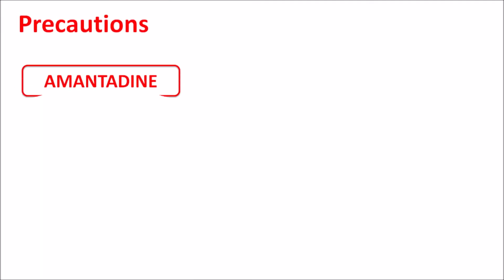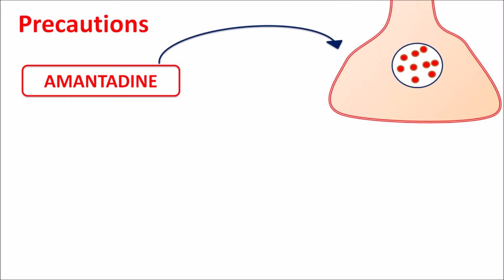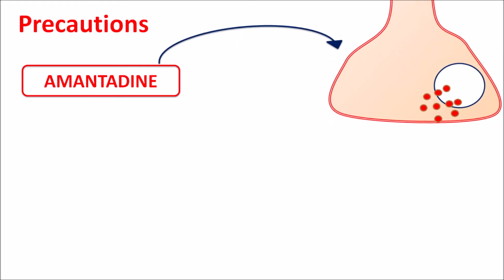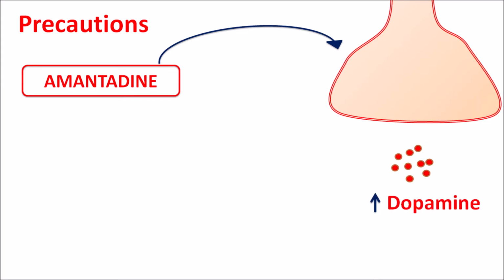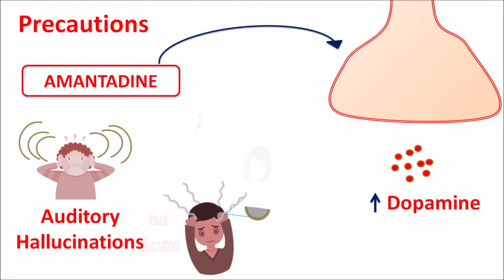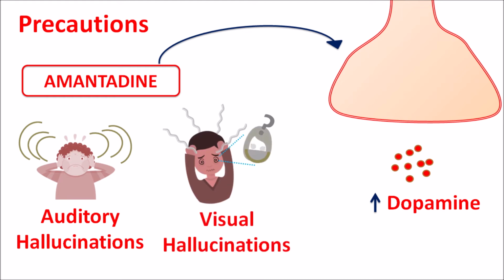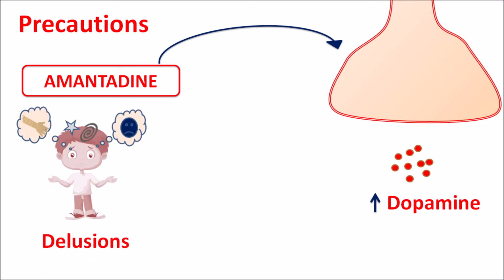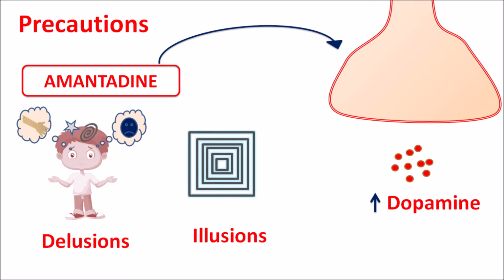One of the important precautions of Amantadine is that this drug increases the dopaminergic transmission. So, more dopamine is going to be released into the CNS. The increased dopamine levels within the CNS may produce hallucinations. Particularly auditory hallucinations can be observed, such as sudden and strange sounds heard by the patient, and visual hallucinations can also be observed without any physical presence, along with some delusions and illusions of a paranoid nature.